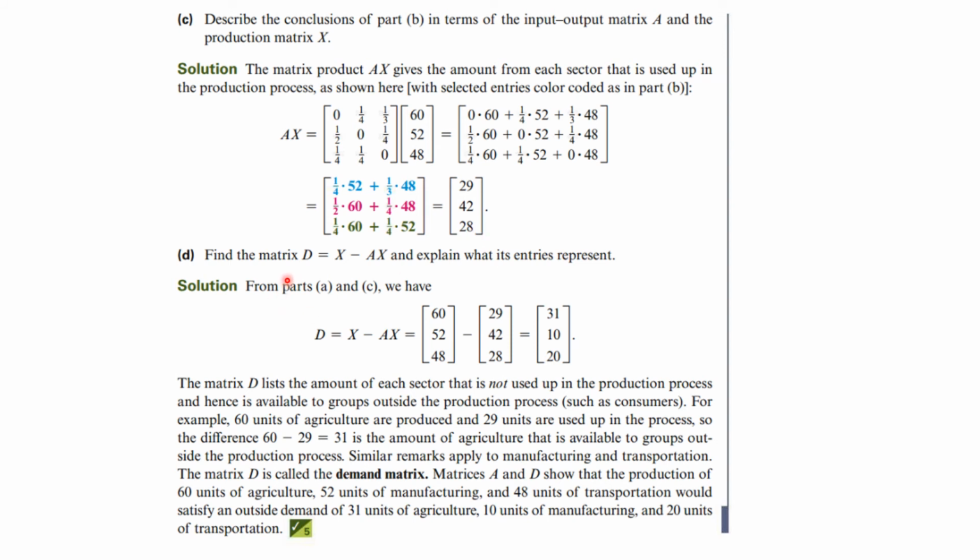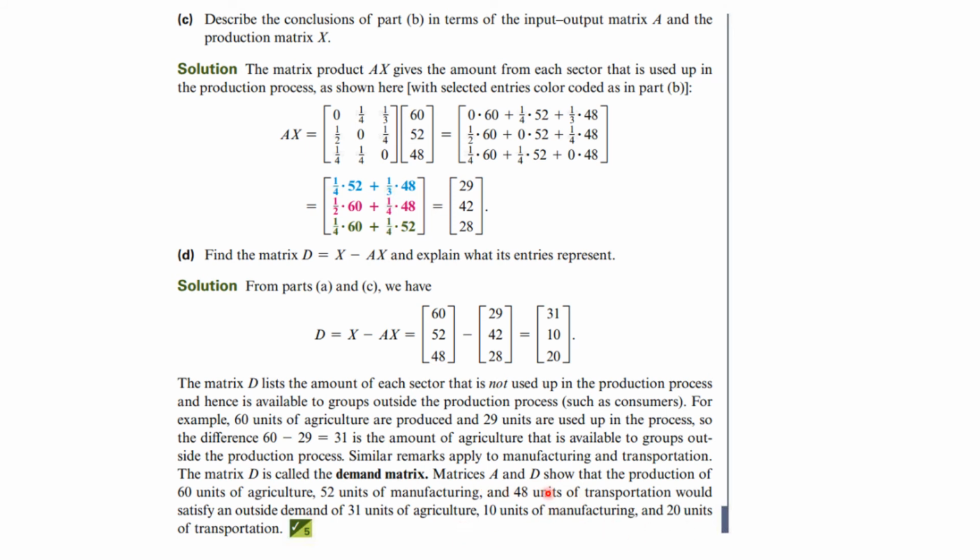But now what we can do is say, if we take the matrix D and subtract off what's internally consumed, this tells us what we have for export. And so D is equal to X minus AX. So this was X, and this was AX, and so I have this. This is called the demand matrix. This is what you're hoping to have that you can export externally, not being internally consumed. So that's what we're going to be solving here.